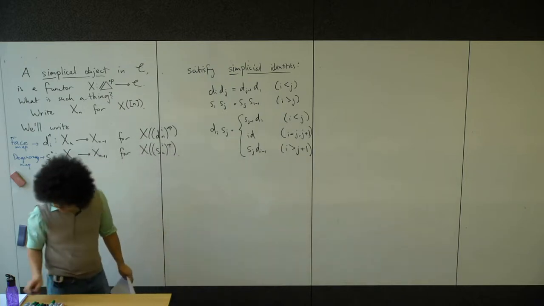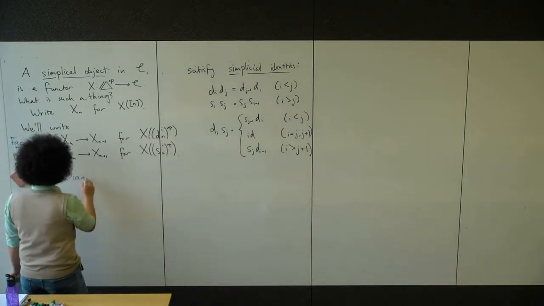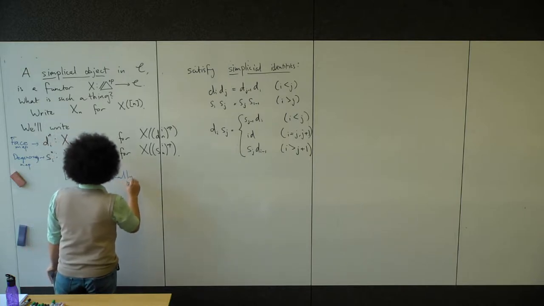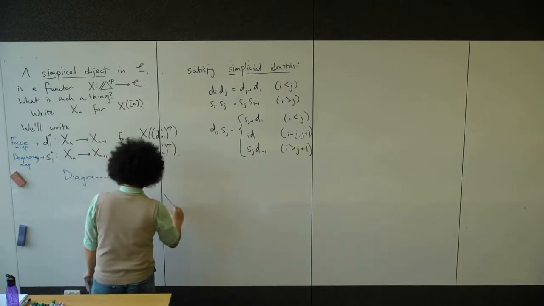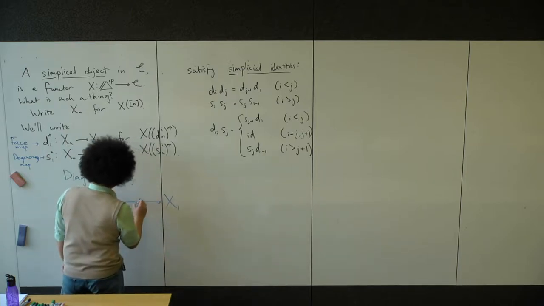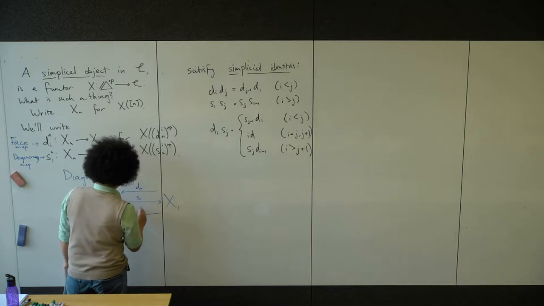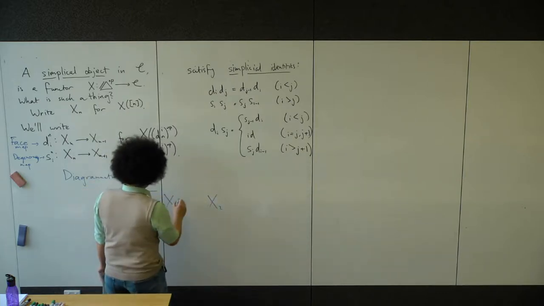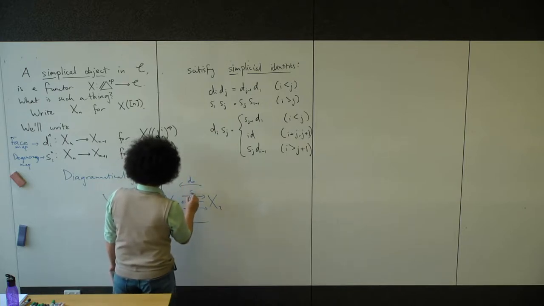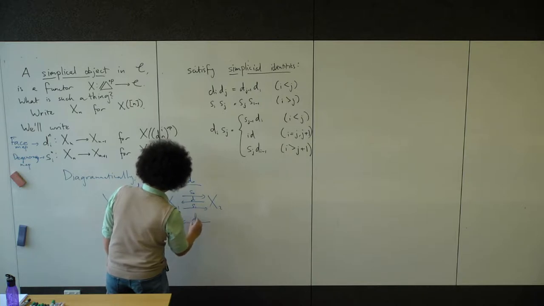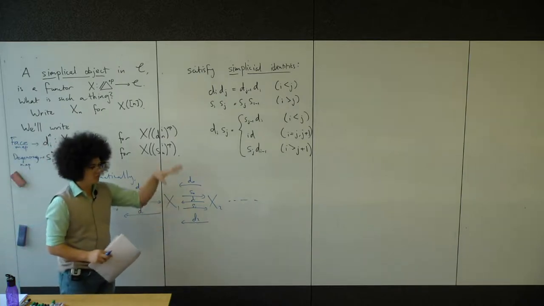So possibly more instructively, diagrammatically, we can say this looks like something. So we have x0, and then we have x1, and all of the interesting maps here. Well, there's one degeneracy, and there's two face maps. So we have d0, s0, d1. And then if we go to x2, well, now we have two degeneracy maps and three face maps. So this is d0, s0, d1, s1, d2. And that continues on. You sort of get one more degeneracy map each time you go up and one more face map each time you go up.